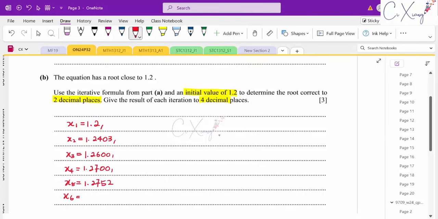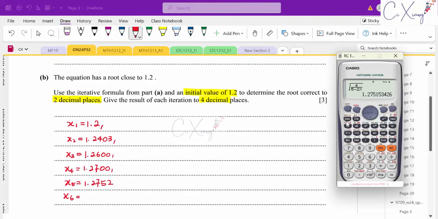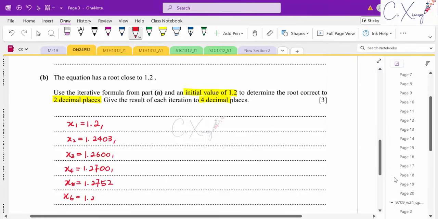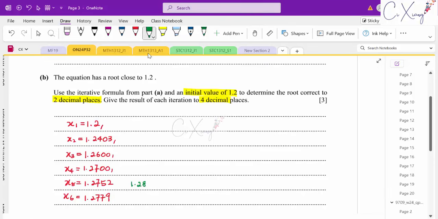So let us have a look at x6. Press calculate, 1.2752, equal sign. Then this one is 1.2779. So 1.2779. If I double check the answer here, this answer is 1.28 correct to 2 decimal places. The previous one is also 1.28 correct to 2 decimal places.